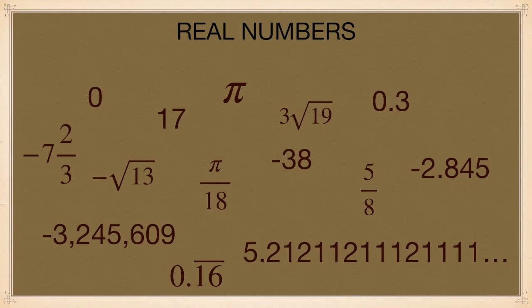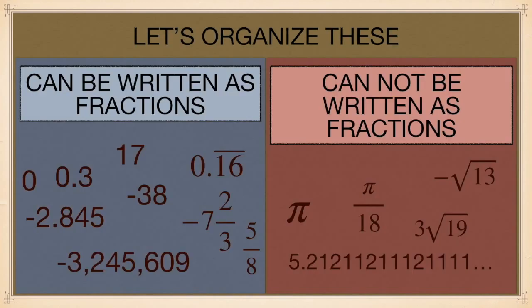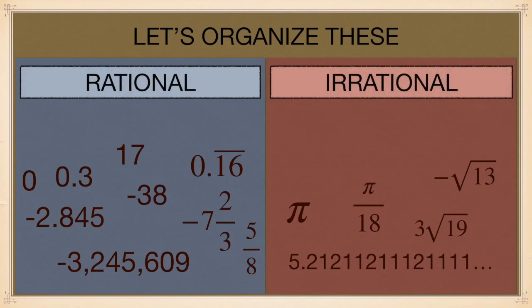So what mathematicians do is they start to try and make sense of all of this. And so they break them into two separate groups. Here I've taken those same numbers, but I've kind of piled them up. On the left-hand side in blue are all the numbers that were listed that can be written as fractions. On the right-hand side are all the numbers that cannot be written as fractions. And these get specific names. On the left-hand side in blue, those are rational numbers.